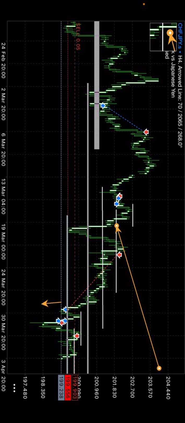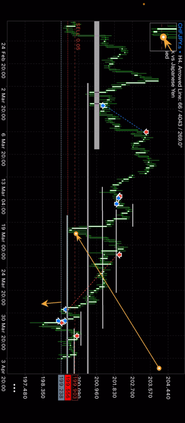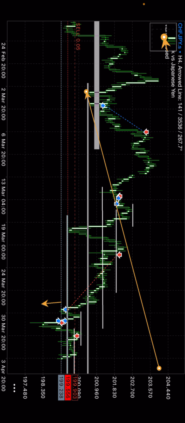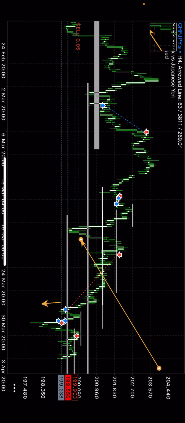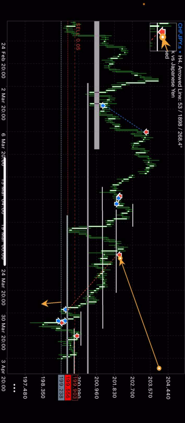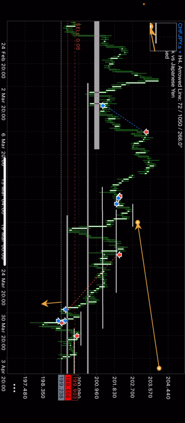Then sellers were able to break this previous low, indicating that buyers do not want to continue with the trend, because if buyers really do want to continue with the trend, they would never allow sellers to break this low. So we took out that previous low, giving us a bearish indication. Then we had the correction, with buyers not breaking this previous low.